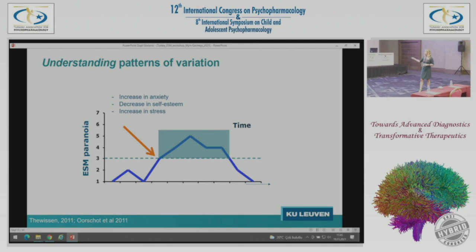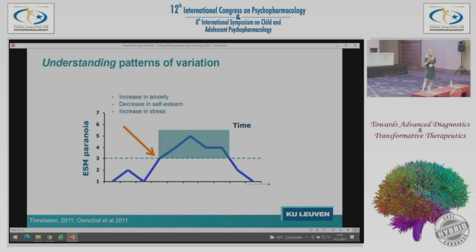So we found, for example, that at moments when people feel more anxious, when they have a drop in their self-esteem, when there's an increase in stress, those are the moments when they're most likely to have more paranoia. So if we can use this methodology to capture that variability and to understand what drives that variability, maybe that also provides us with targets for treatment. Maybe if we want to deal with paranoia, then we have to deal with anxiety, or we have to work with self-esteem. So it provides targets for treatment.